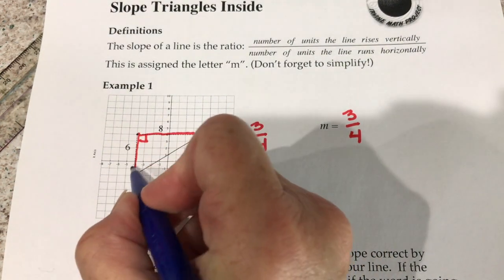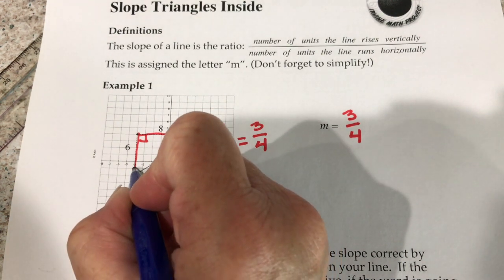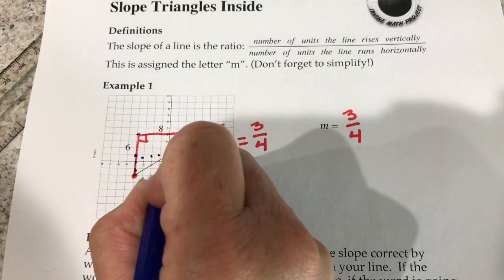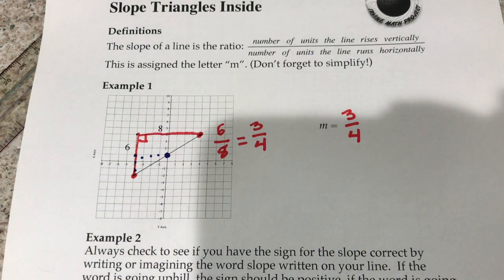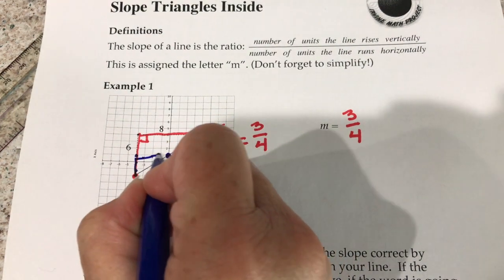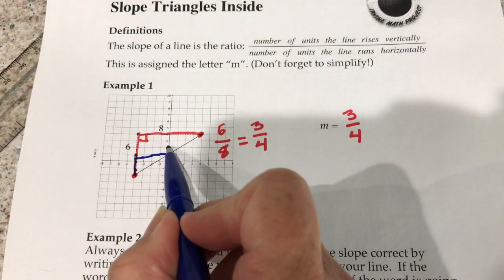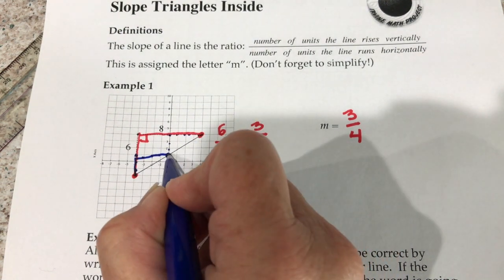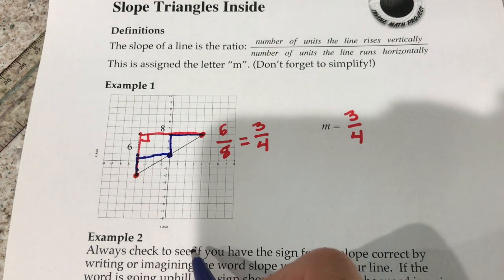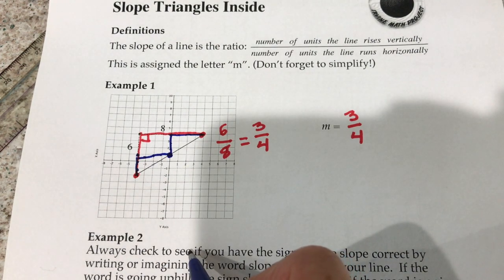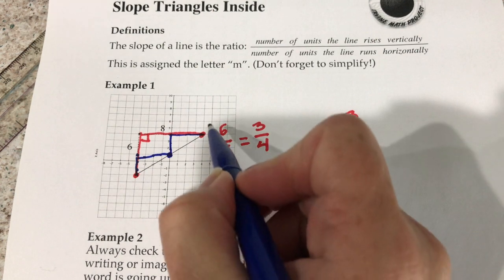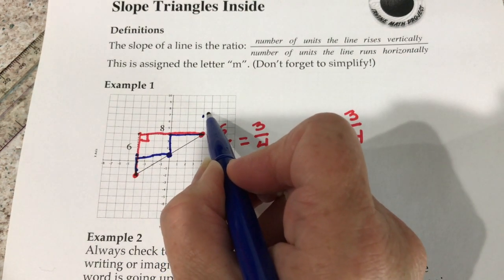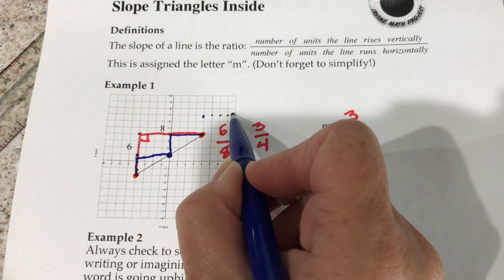Let's go back to our original point, but this time I'll just go up 3: 1, 2, 3, and over 4: 1, 2, 3, 4. And indeed, that point is on the line. Let's do it again. Up 3, over 4, and we've made another slope triangle. Lines continue in both directions, so let's continue one more. Up 3, over 4.